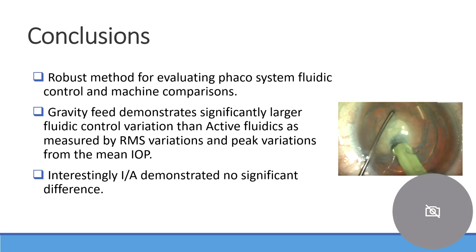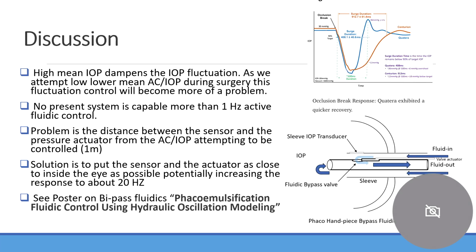In conclusion, we present a robust, quantifiable, and repeatable method for evaluating real-world phaco system fluidics control. The active fluidic system, which I stated in the beginning is somewhat of a misnomer, generally outperformed the gravity feed system, with the exception of IA. It was noted that maintenance of a high mean intraocular pressure dampens fluctuation in IOP, and that recent phaco machine design trends toward lowering this mean IOP, which will exacerbate the anterior chamber IOP fluctuation problem.